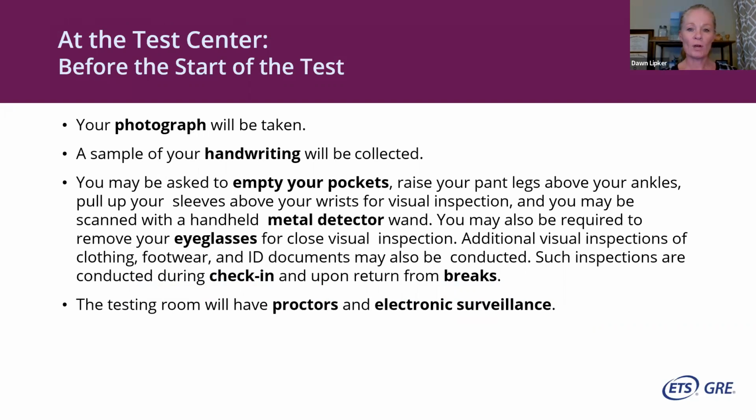Jumping a little bit more, this is for the test center specifically. At the start of the test, your photo is going to be taken. A sample of your handwriting is also going to be collected. You will be scanned with a handheld metal detector to make sure you're not carrying any electronic devices, anything you may have even forgotten about. That's when you'll receive your writing utensil and your supply of scrap paper. We mentioned you can replenish the scrap paper at any time. And please note that the testing room will have both human proctors and electronic surveillance.